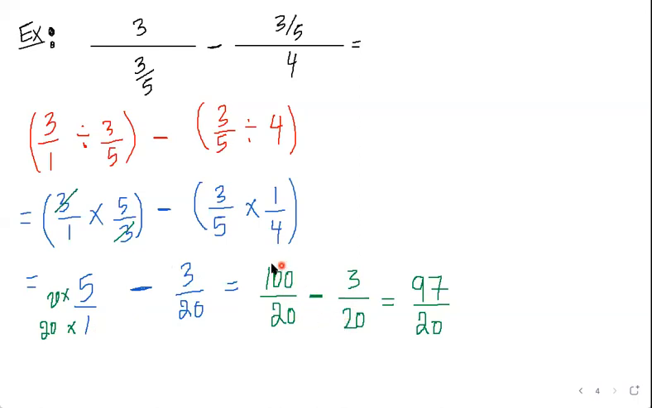So this is good. The denominators are equal, so now we just subtract the numerators. 100 minus 3 is 97 over the same denominator, 20. Oh, I get it now. Or we can do the cross multiply like we learned last class, 5 times 20, minus 1 times 3, but this one is easier.